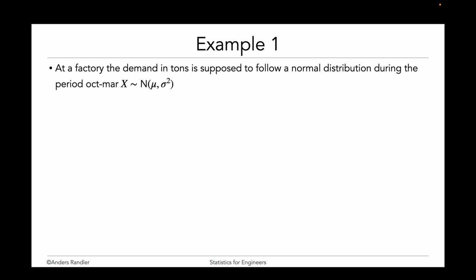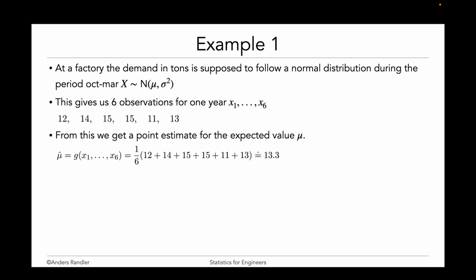Let's look at an example. At a factory, the demand in tons is supposed to follow a normal distribution during the period October to March, and the distribution is this. This gives us 6 observations for 1 year, x1, etc., up to x6. And the number of tons are 12, 14, 15, 15, 11, 13. That means if we want to do an estimate for that, of course we will be using the mean value. So calculating the mean value will give me 13.3. So this is a good estimate for the expected value for this distribution.